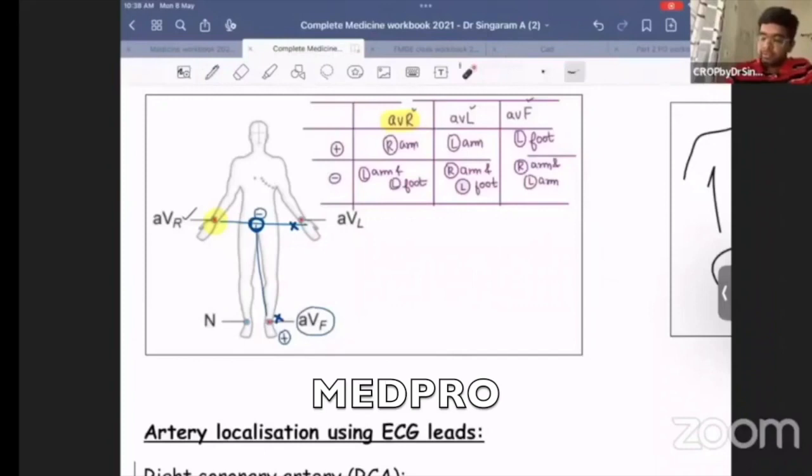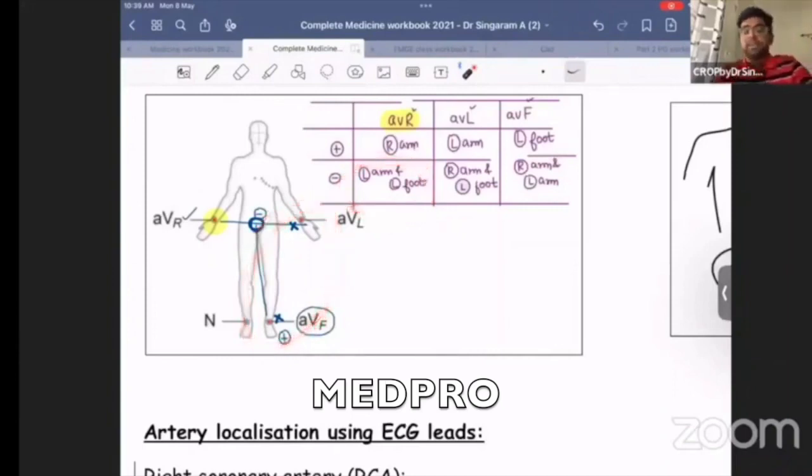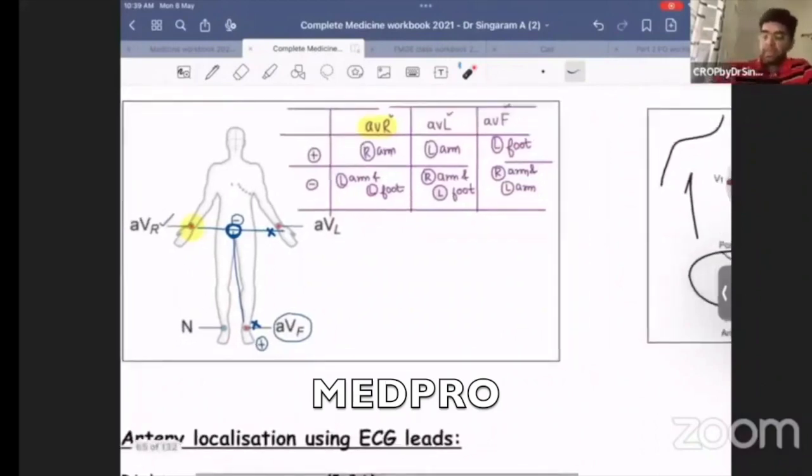I'm writing for aVR. Positive polarity is the right arm, which is here. Negative polarity is between the left arm and left foot. That means in between this area is where you have the negative polarity. By keeping an area of negative polarity in between the two limbs, we are actually augmenting the output from the limbs. So that is why it's called augmented limb leads. Similarly, for aVL, the left arm is the positive polarity, and negative polarity will be between the right arm and the left foot. That's all.